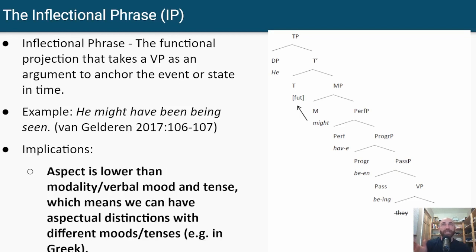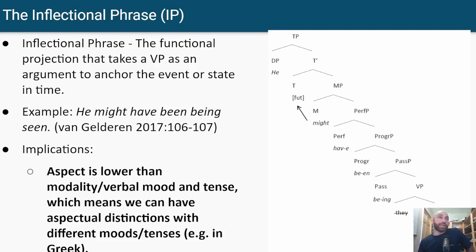Let's just take Greek as an example. In English, the aspect phrase, right? So the progressive and the perfect, those are often just collapsed into an aspect phrase. In this tree, the aspect phrase is lower than the tense phrase. So the verb combines with aspect before it combines with tense or modality. And this is exactly what we have in Greek.